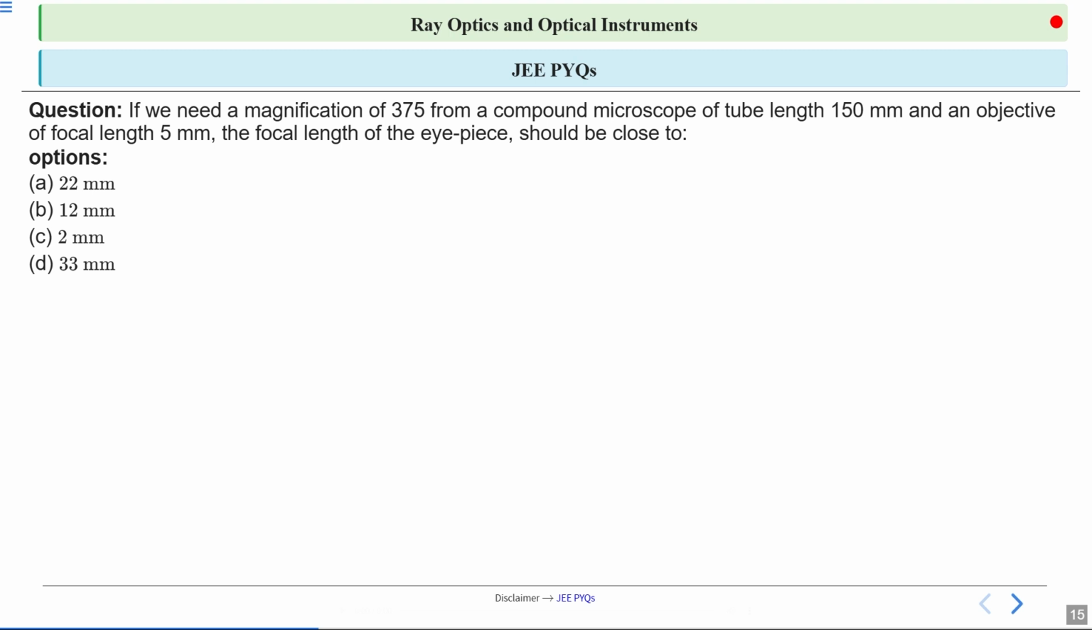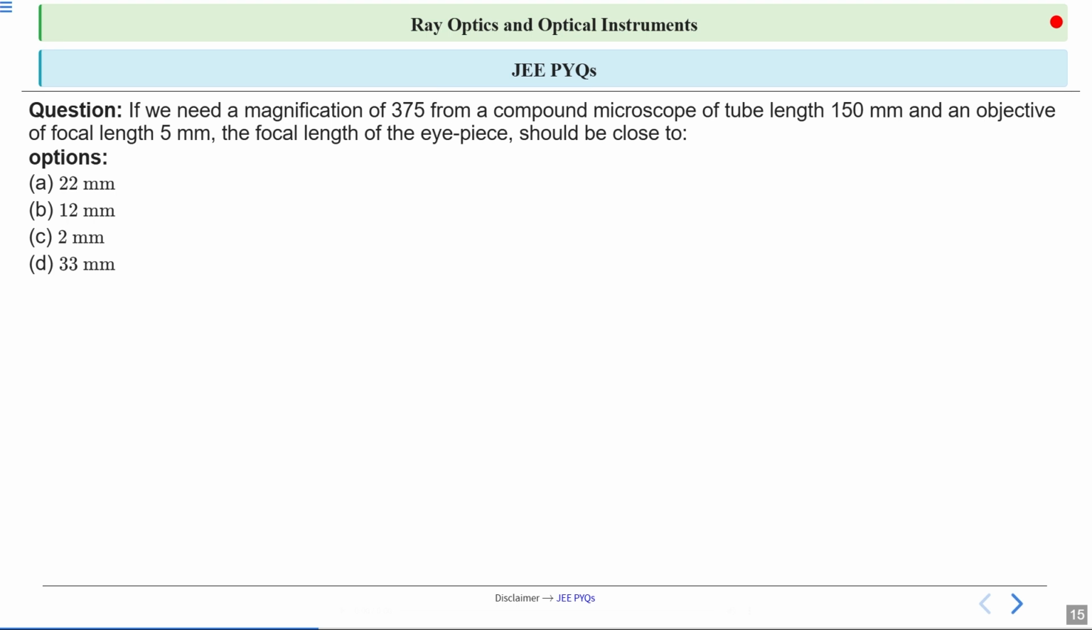So this is the question related to the magnification of a compound microscope. The problem involves calculating the focal length of the eyepiece needed to achieve a specific magnification. The question requires applying the formula for magnification in a compound microscope. You need to identify the given values. Magnification is equal to 375, tube length 150 millimeter, and focal length of the objective is given as 5 millimeters. Use this to find the focal length of the eyepiece. You need to choose the correct option out of the given 4 options.